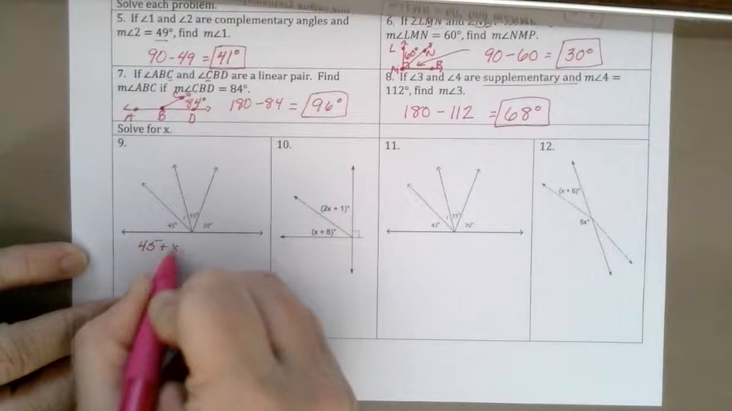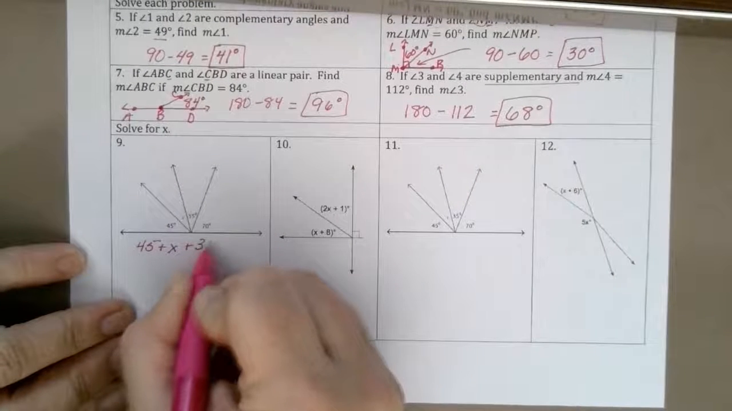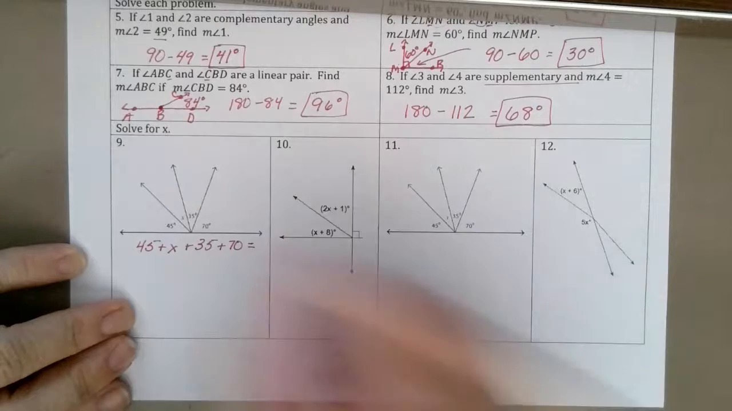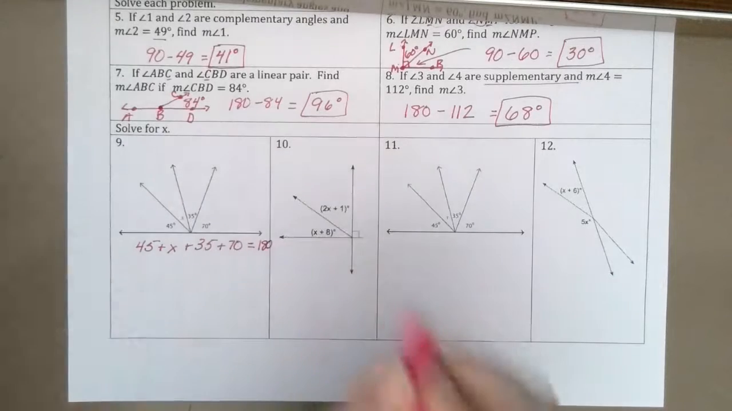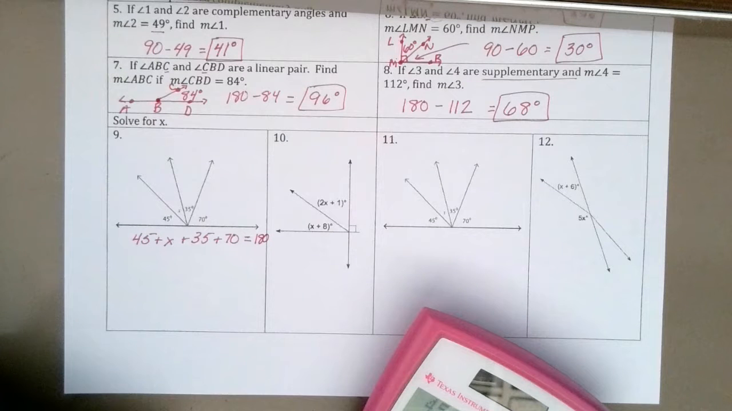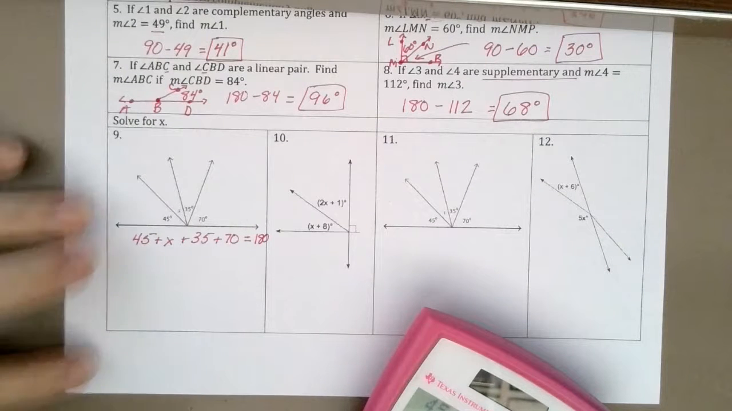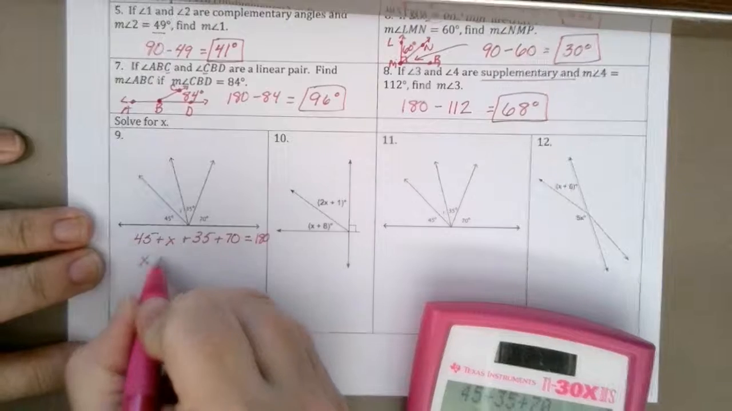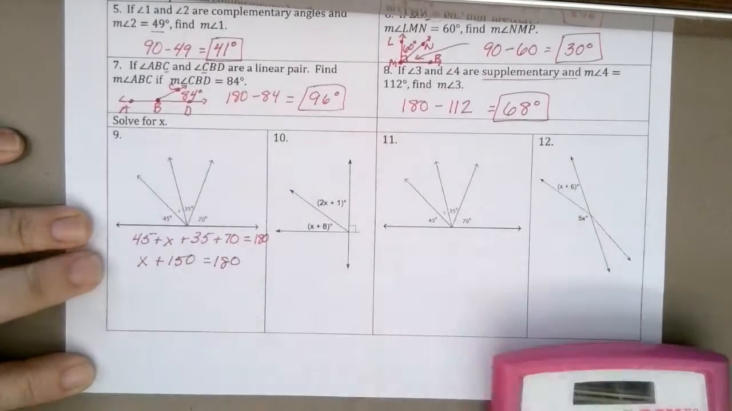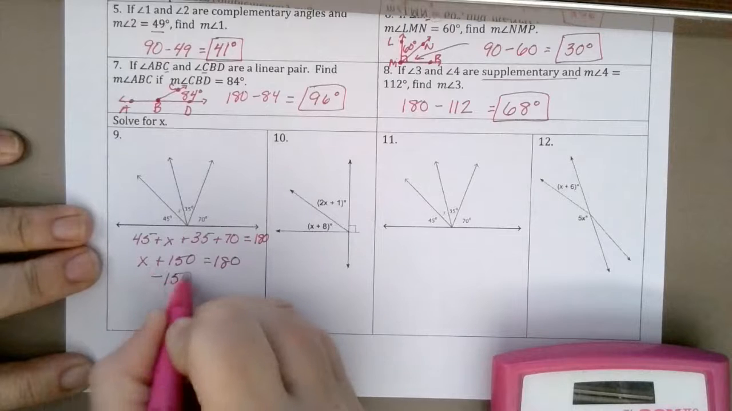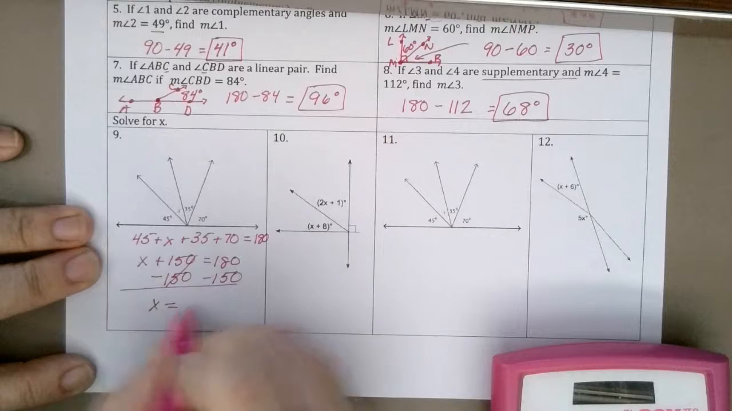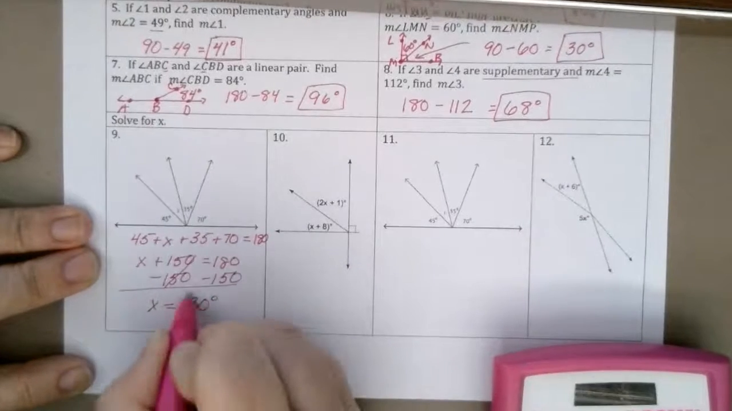So I have to think of this as 45 plus x plus 35 plus 70. All four of them together are going to equal what? 180. So let's see, 45 plus 35 plus 70 is 150. So x plus 150 equals 180. Subtract my 150 from both sides, and what does x equal? 30 degrees.